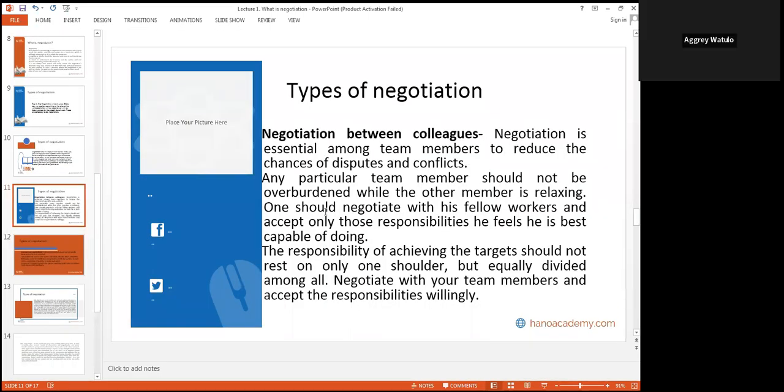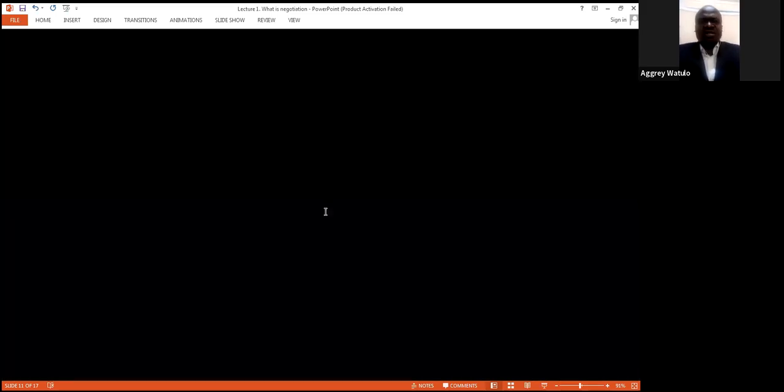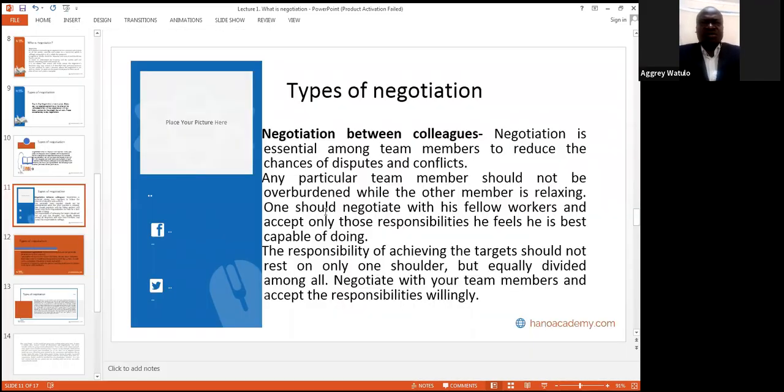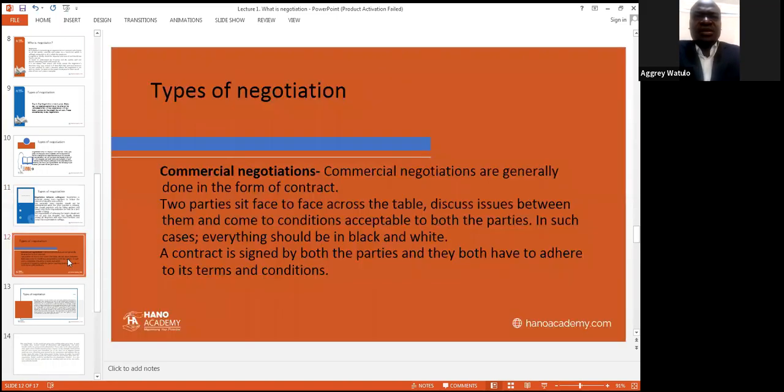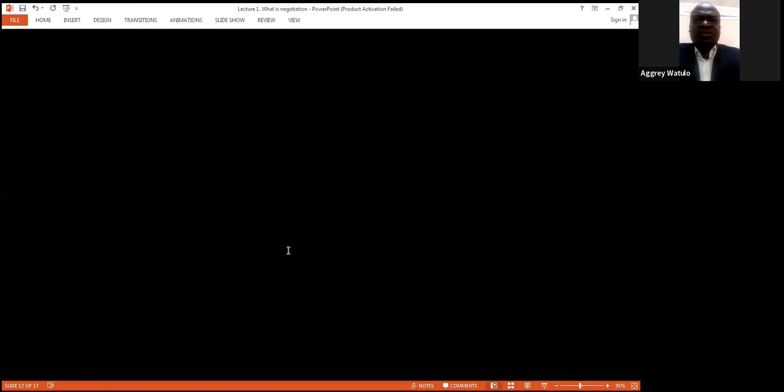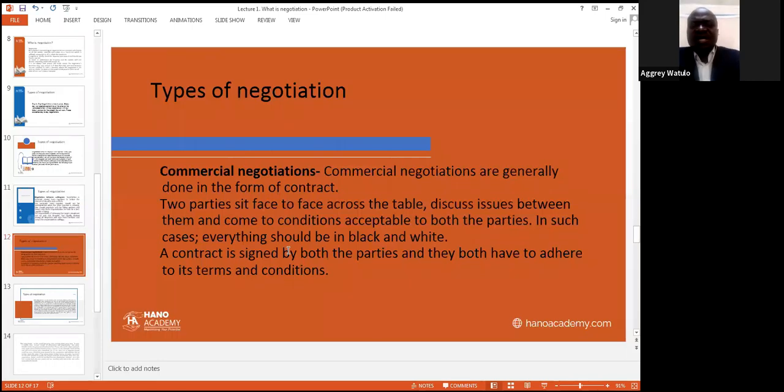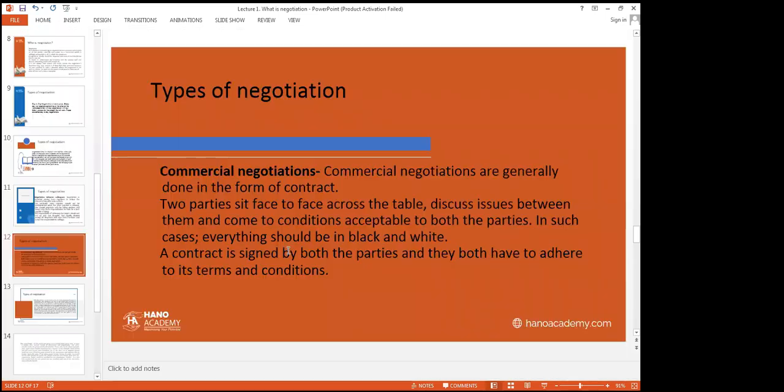So you have seen there are different types of negotiation. From the beginning, we have talked about negotiation with your superiors, negotiation between colleagues, and we are moving on to something else. So we have what we call commercial negotiation. This kind of negotiation is done in the form of a contract.